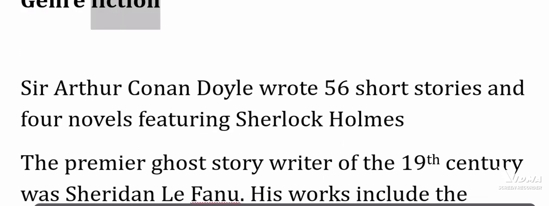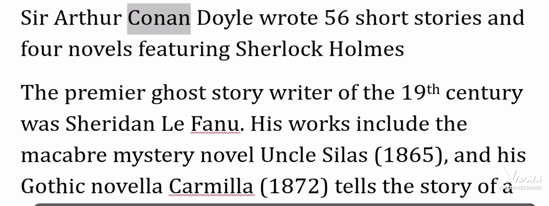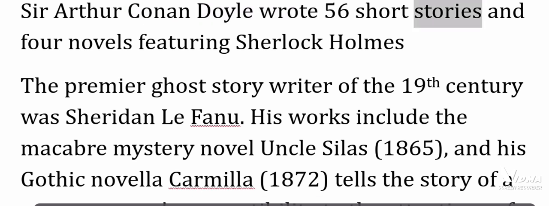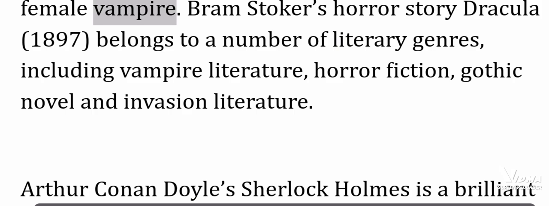Genre fiction. Sir Arthur Conan Doyle wrote 56 short stories and 4 novels featuring Sherlock Holmes. The premier ghost story writer of the 19th century was Sheridan Le Fanu. His works include the macabre mystery novel Uncle Silas, 1865, and his gothic novella Carmilla, 1872, tells the story of a young woman's susceptibility to the attentions of a female vampire.